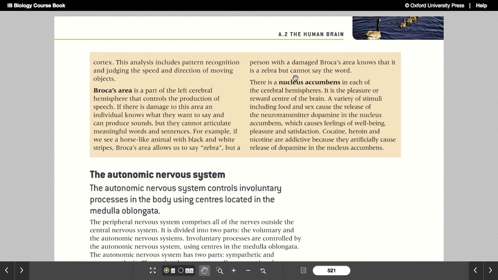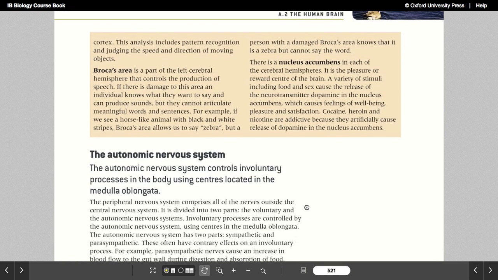And then, like we said, the nucleus accumbens is going to be the pleasure or reward center of your brain. It's going to produce dopamine when you eat food, so you keep doing that. But that's where a lot of drugs will end up influencing your brain, in the nucleus accumbens.